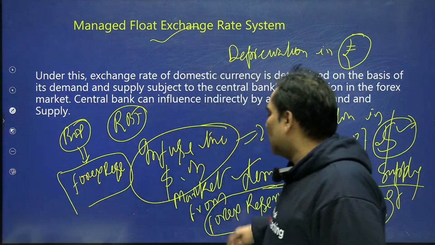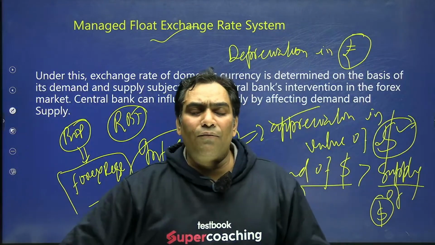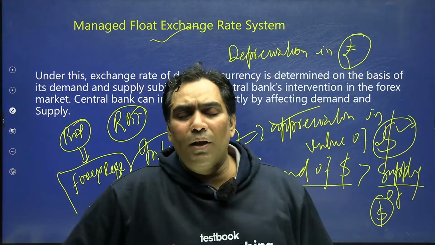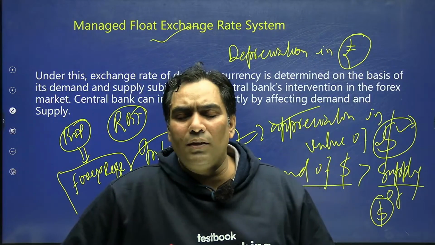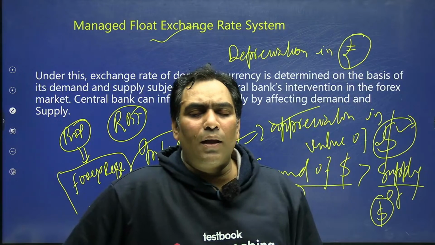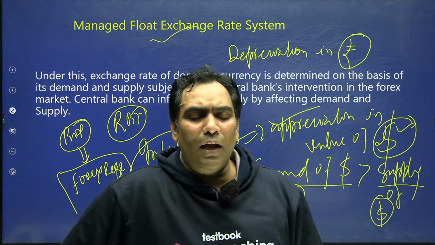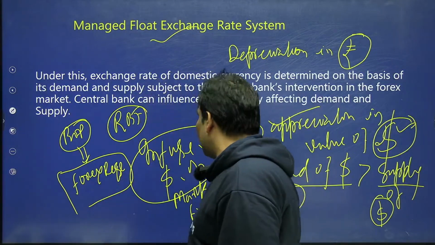So we have huge forex reserves. So when there is depreciation in rupee, meaning the demand of dollar is more than supply of dollar, the RBI has to infuse the dollar in the market. And from where will RBI infuse the dollar? From the forex reserve. Okay.